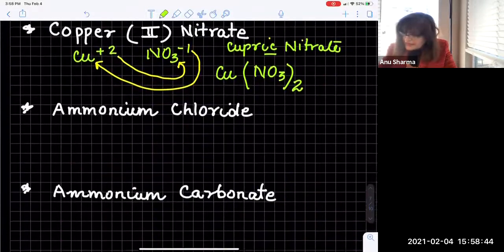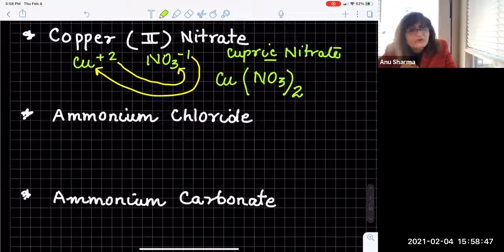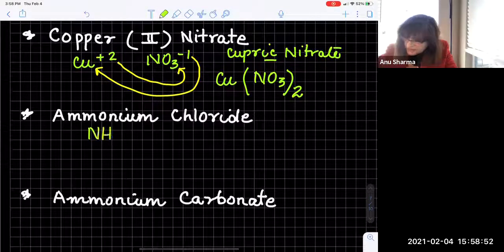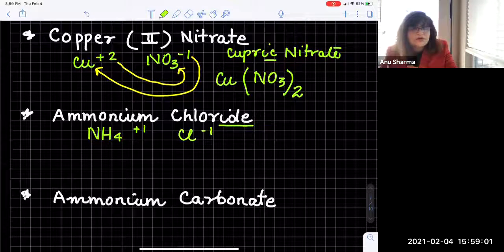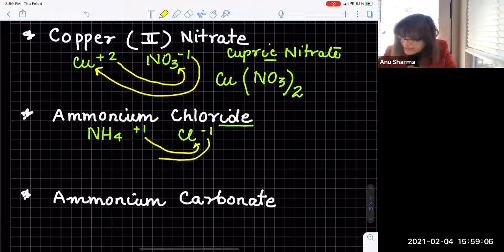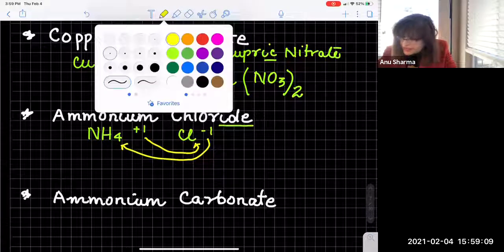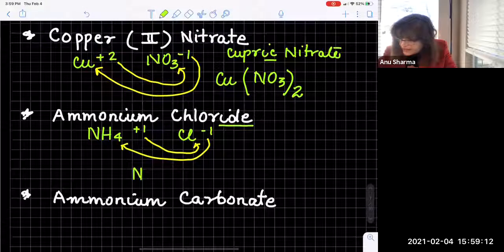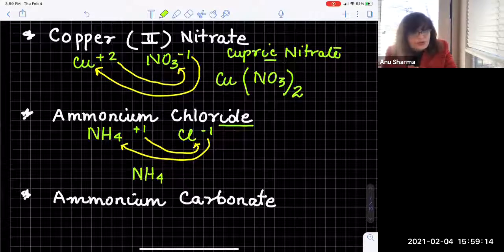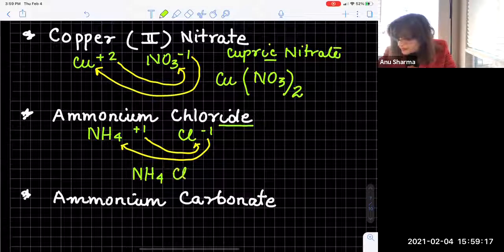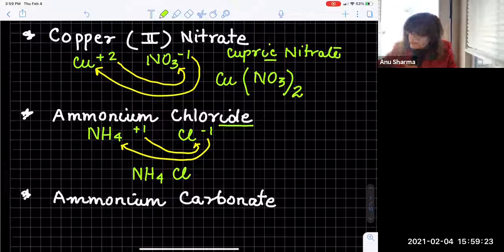Okay, next, look at ammonium chloride. Ammonium chloride is ammonium NH4 with +1 charge, and chloride, the ide means it's just chlorine by itself with -1 charge. When you bring these charges down, you don't write 1, but this means for every 1 ammonium, you need 1 chloride. So the formula is NH4 because that's ammonium by itself, and chlorine is Cl. When positive and negative charges cancel out, you get NH4Cl.